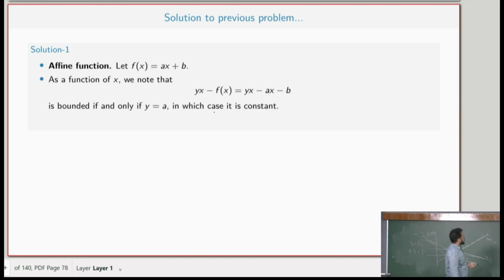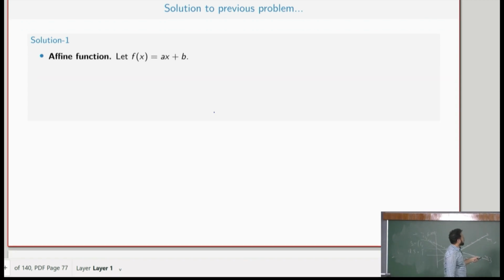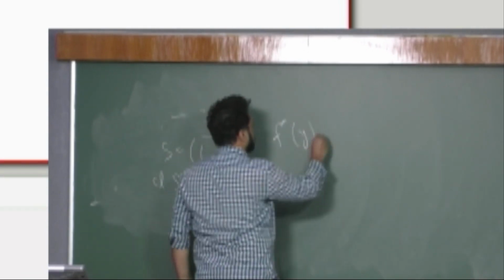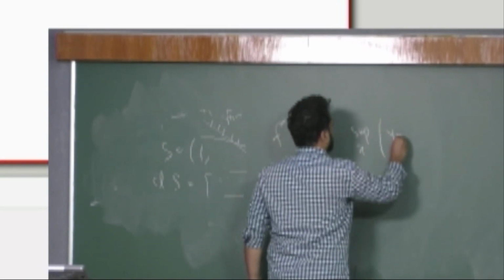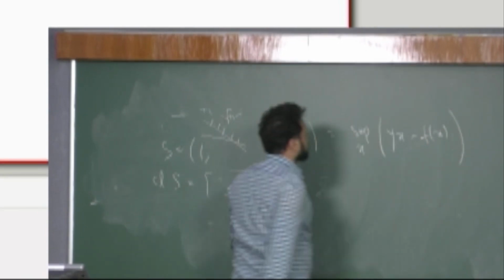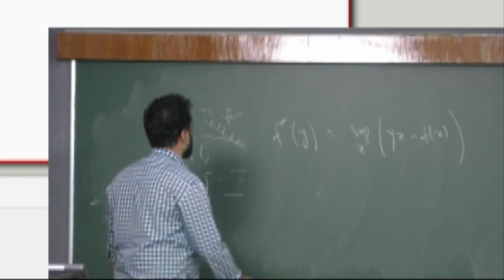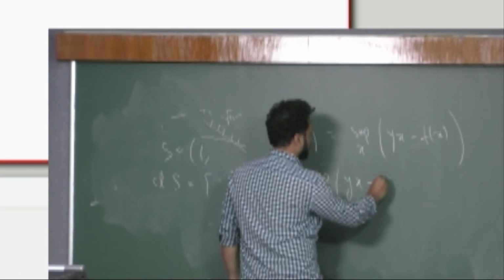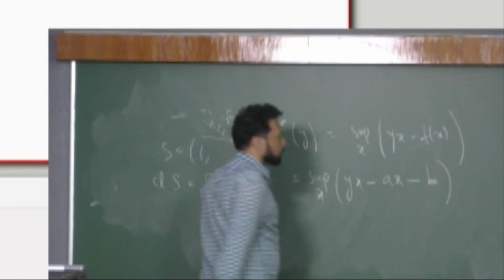Okay, so let us try and practice some examples. If I have ax plus b, and I am supposed to find the conjugate of this, I look at the supremum. Let us write down the expression for the conjugate. f star of y is the supremum over x of yx minus f(x). Our f(x) is ax plus b, so I substitute it here: minus ax minus b.